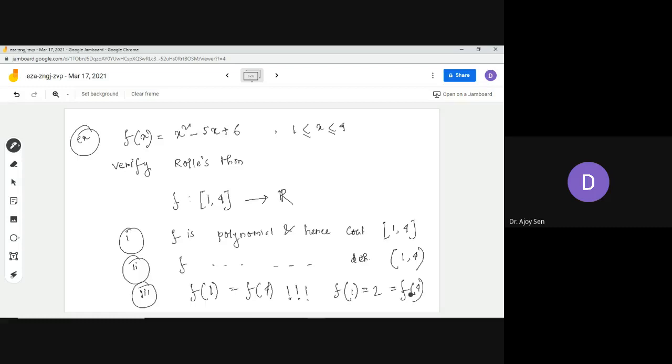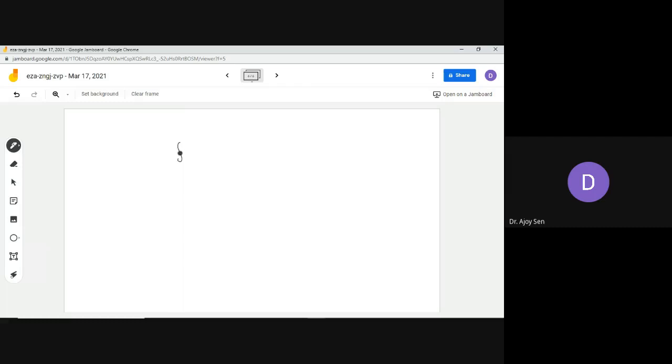Whenever they tell you to verify Rolle's theorem, that means you have to verify the existence of c. Since the function satisfies all conditions of Rolle's theorem, Rolle's theorem tells you that there exists a point c such that f dash c is equal to 0, and this c should lie between 1 and 4. So this you need to verify: is there a point where f dash c is equal to 0? Rolle's theorem is telling that yes, there is a point.